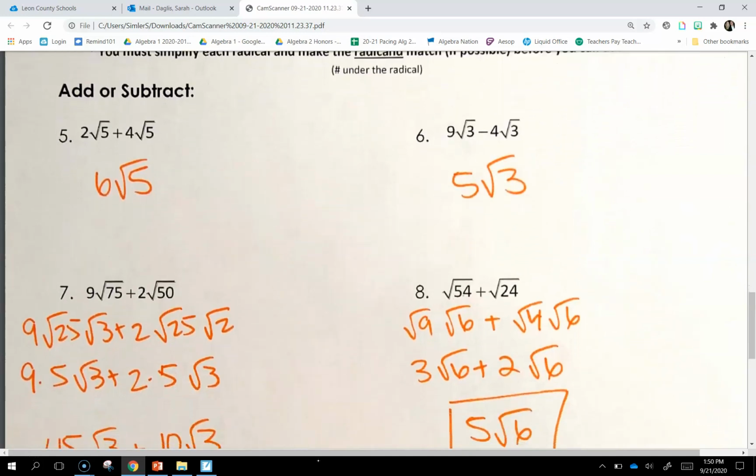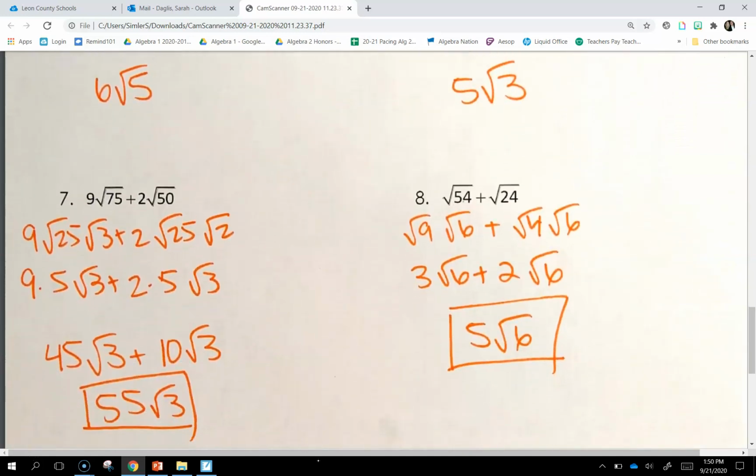For 7 and 8, I had some work to do. With number 7, I had to break apart 75 and 50. So 75 breaks apart to 25 times 3. The square root of 25 is 5. So the left-hand side simplified to 45 times the square root of 3.